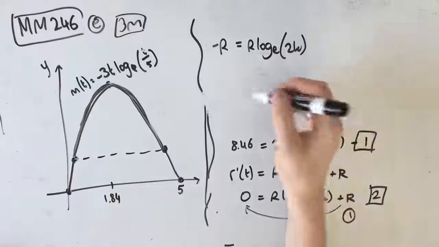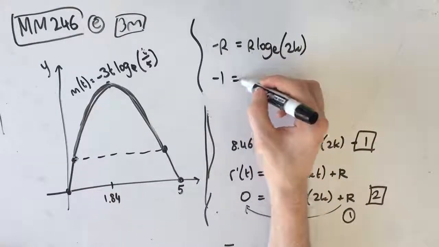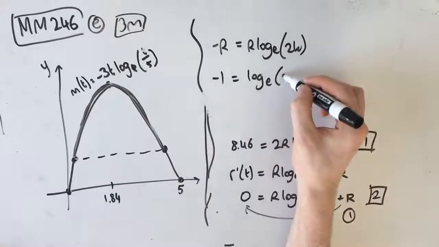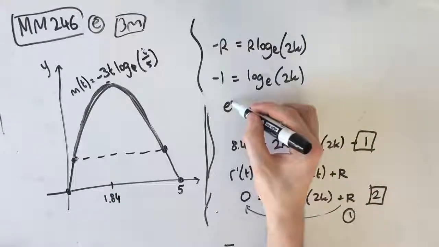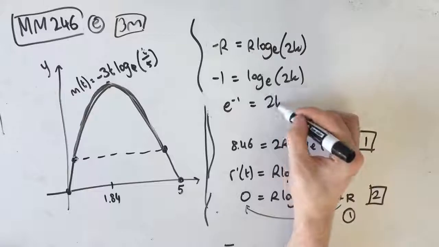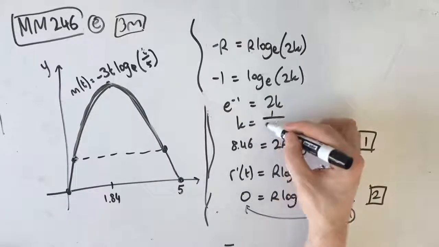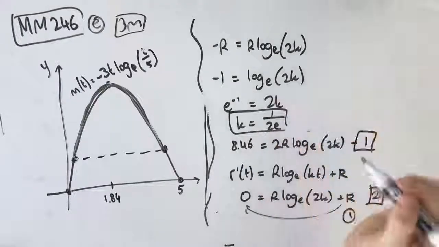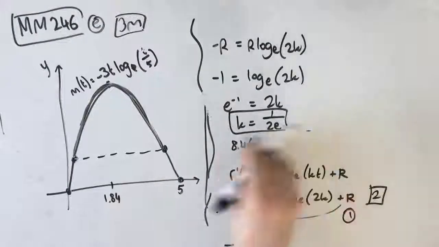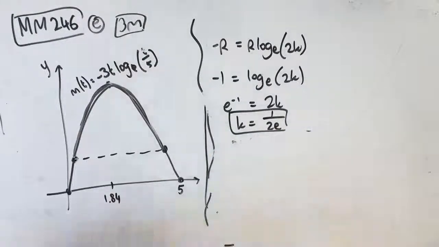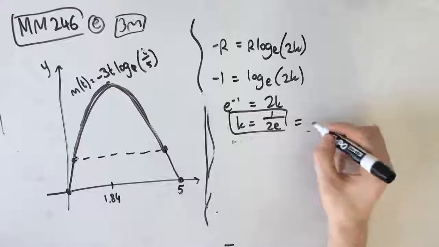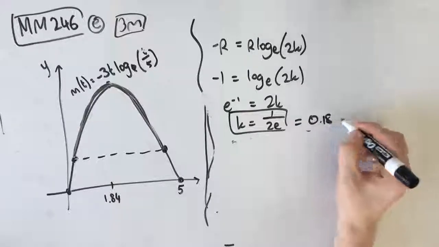Equals 2k. We can divide both sides by r and we get -1 equals log e of 2k, which means that e to the power of -1 equals 2k. So k is equal to 1 over 2e. We need to get our answers correct to 2 decimal places, which means that k is equal to 0.18. It's our second mark.